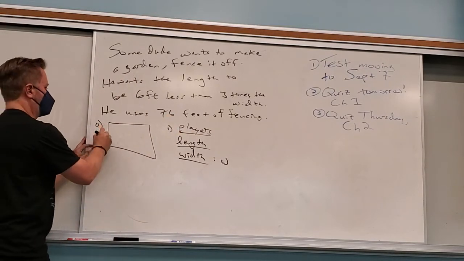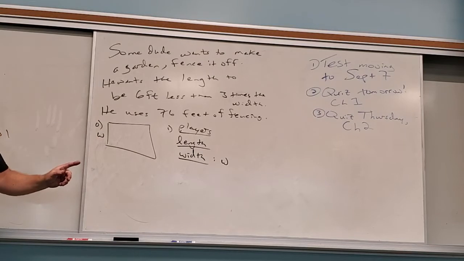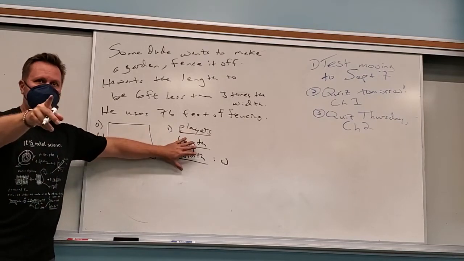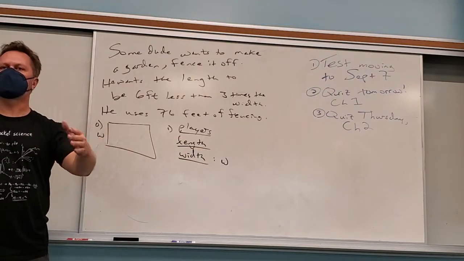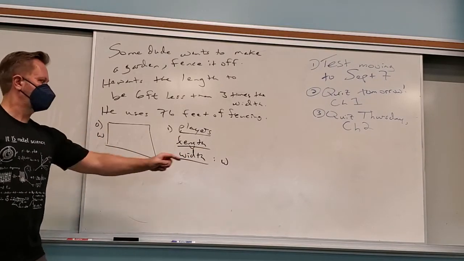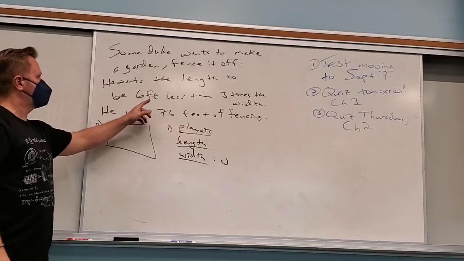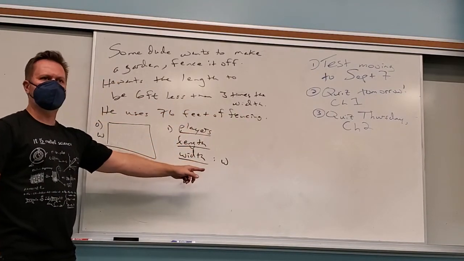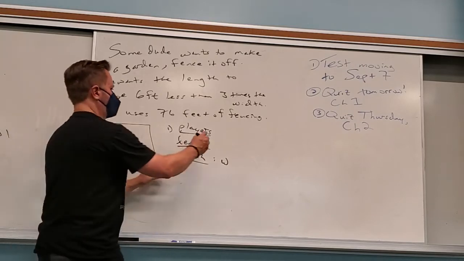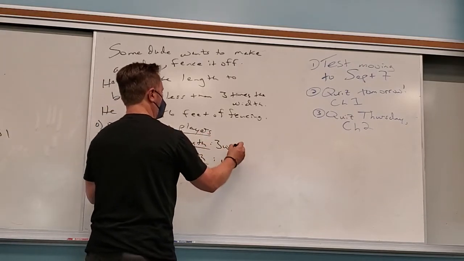Now I can start to label it. Write the players in English, and then figure out what their math names are, which means which one is going to be just a letter. And now that I know the width is W, what's the length? 6 feet less than 3 times the width. What's 3 times the width? 3W. What's 6 feet less than that?